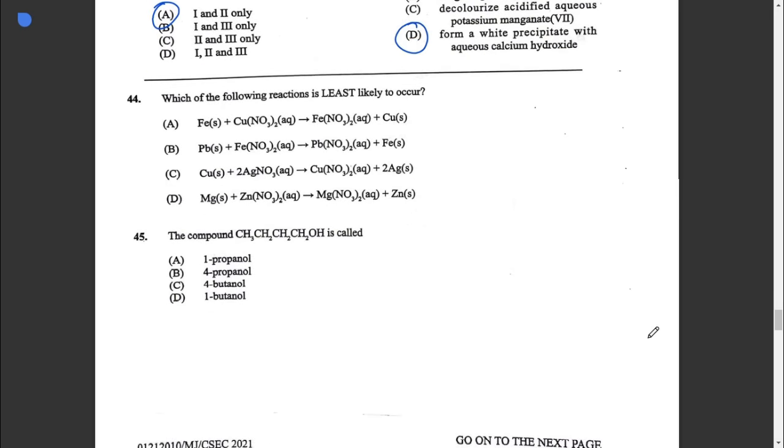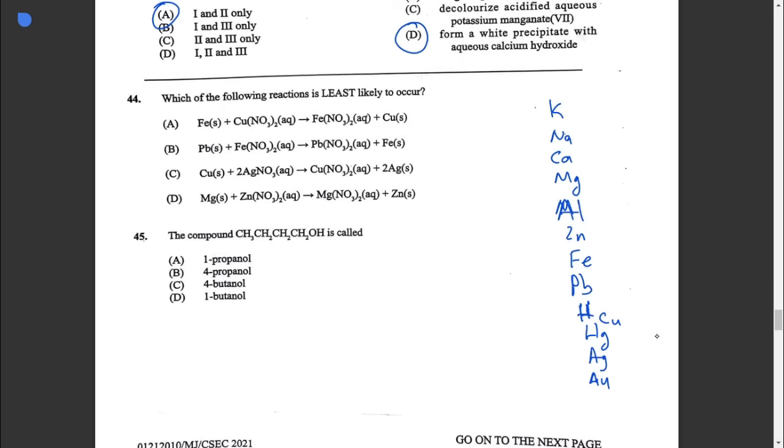44. Which of the following reactions is least likely to occur? All right, so for this, let us quickly write the reactivity series: sodium, potassium, calcium, magnesium, aluminum, then you have zinc, iron, lead, hydrogen, mercury, silver, gold, copper. Where's copper? Copper right after hydrogen. Okay, all right.